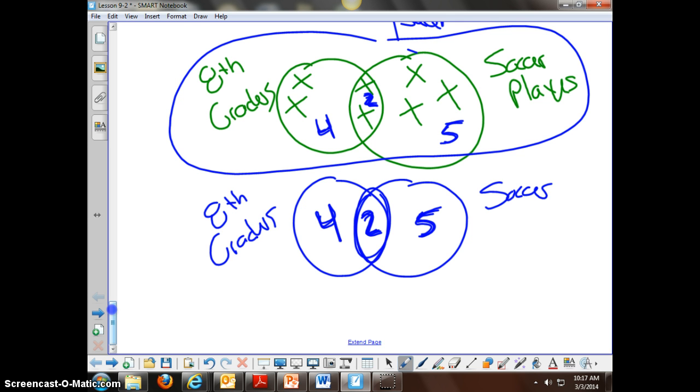Just the X's, right? Just look at the X's. How many kids are we talking about? 7. If you add up a 4, a 2, and a 5, what do you get? 11. So the numbers are not going to be the total number of kids you're dealing with. The numbers are going to be the total number of 8th graders on the left, total number of 8th grade and soccer players in the middle, which overlap, and on the right, the total number of soccer players, which overlaps with the 8th grade soccer players. So Venn diagrams get confusing if you're not reading them correctly.